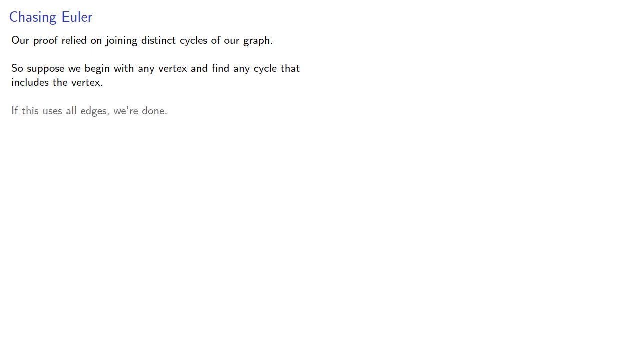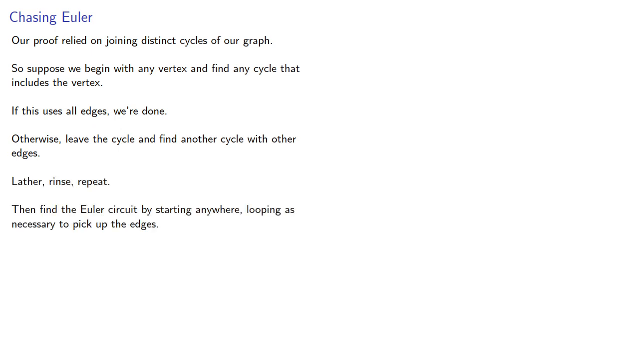Our proof relied on joining distinct cycles of our graph. So suppose we begin with any vertex and find any cycle that includes the vertex. If this uses all edges, we're done. Otherwise, leave the cycle and find another cycle with the other edges. Then lather, rinse, repeat. Then find the Euler circuit by starting anywhere, looping as necessary to pick up the edges.